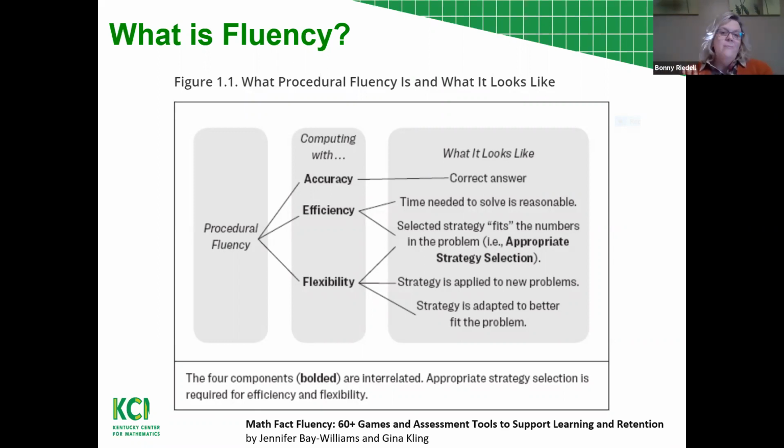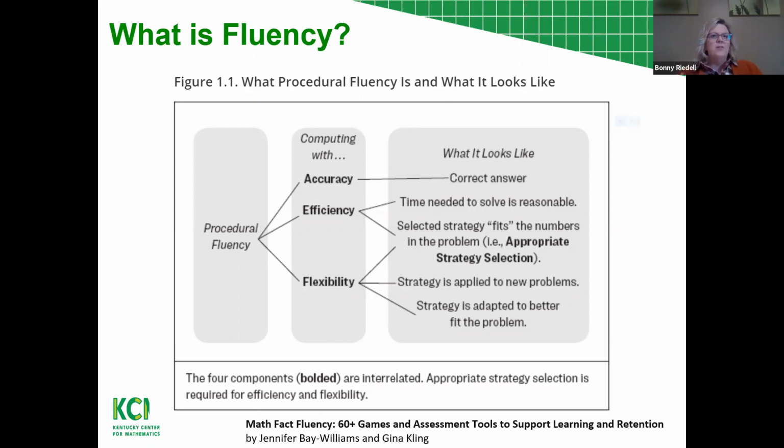So that leads us to the second part of what it means to be procedurally fluent, and that is efficiency. We want our students to be efficient. Students don't have to have the fact memorized, but they need to be able to answer it within a reasonable amount of time. And most research puts that at about 3 seconds. So think of 6 plus 7. A student might not know that fact, but they can relate it back to the double of 6 plus 6 that they know, which is 12. And then they just need to add one more. And all that takes place very quickly in the student's mind. So it's quick and efficient.